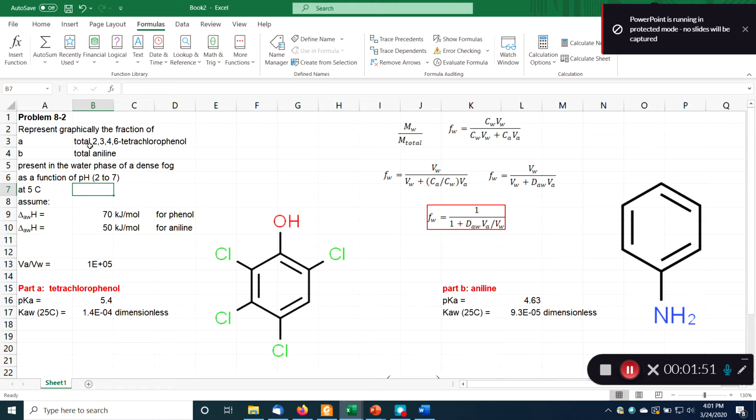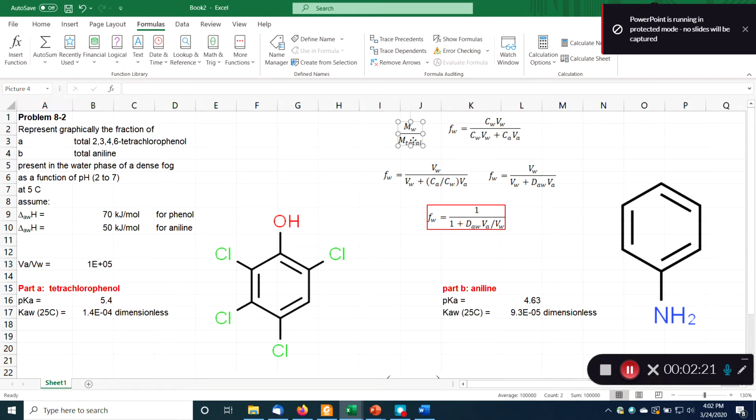So we want to represent graphically the fraction of these two chemicals that are in the water phase in a dense fog. In other words, we're doing a two-phase partitioning where we have air and water. And instead of having a volume of air and a volume of water, what we have is a ratio of the two. The ratio of air to water is 10 to the fifth. So there's 10 to the fifth liters of air for every liter of water. To do this two-phase partitioning, we're going to use the same math that we've done before.